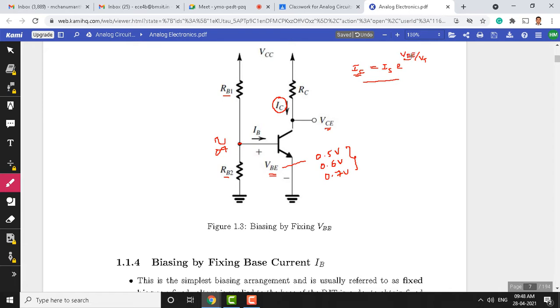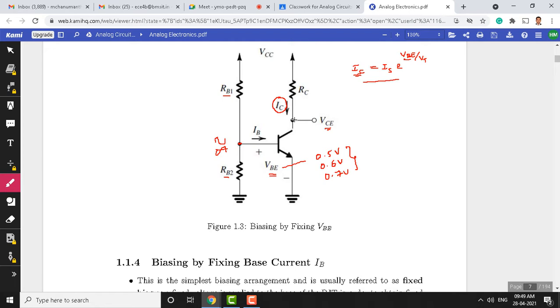But in biasing, big changes should not happen. The output DC current, especially the collector current, should always remain constant. AC current can vary, but DC collector current should remain constant. The problem here is that since base emitter voltage depends on various other parameters also, a small change, as in the example here, 0.5 to 0.6 or 0.5 to 0.55, makes a big change in the DC collector current. That change we don't expect here. That's one of the major drawbacks of biasing by fixing VBE.